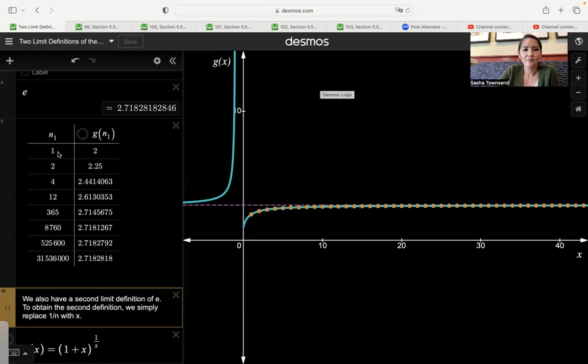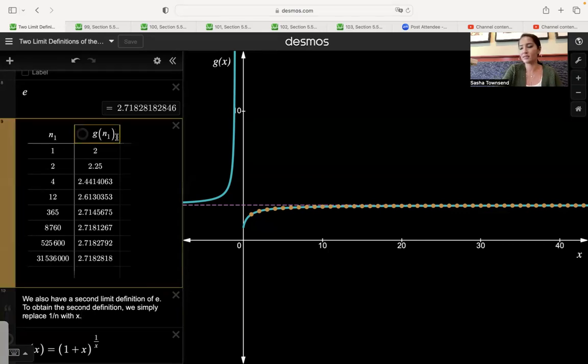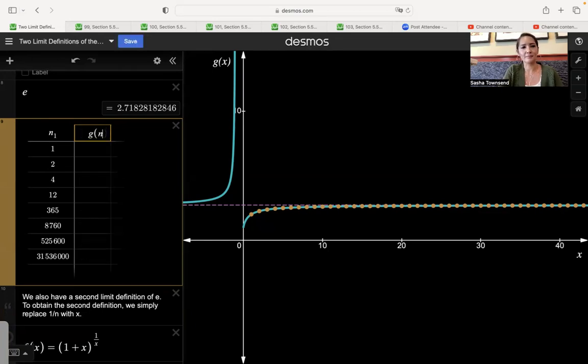And we increase n from 1 to 2 to 4 to 12, 365 to 8760 to 525,600 to 31,536,000. We see that the value of g, which is 1 plus 1 over x, raised to the x, is getting closer and closer to e. If you want to, you can type that in directly.